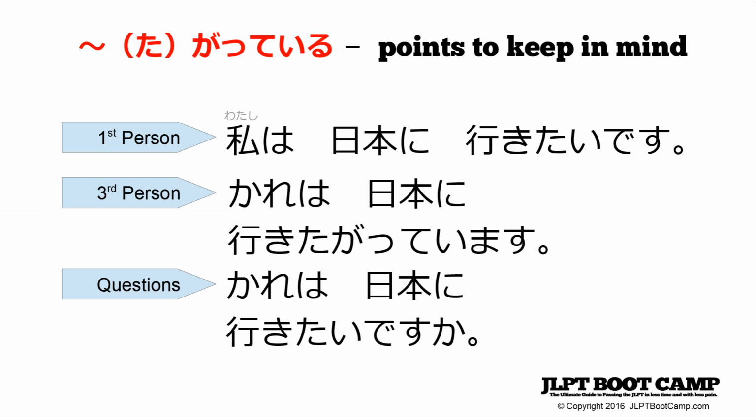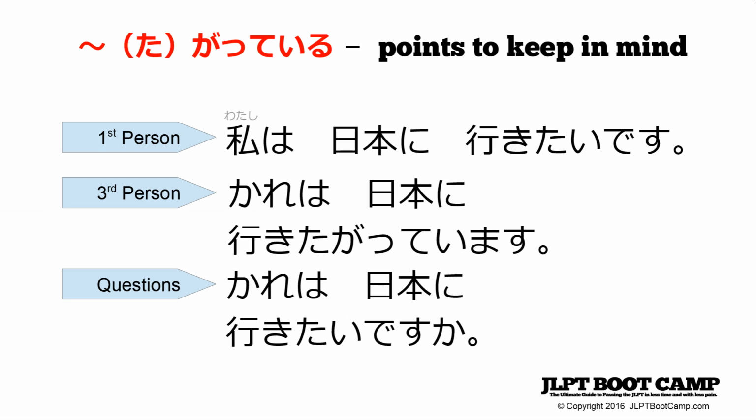But generally the rule is that if you're talking about a third person, you need to use gatteiru or tagatteiru to mean he wants or she wants to do something. The quirk here is that if you're asking a question, you should use tai. So kare wa Nihon ni ikitai desu ka?